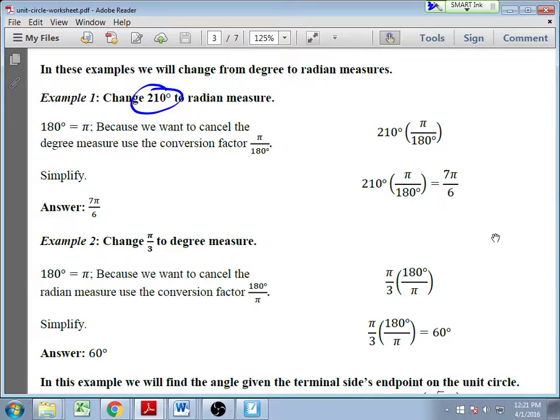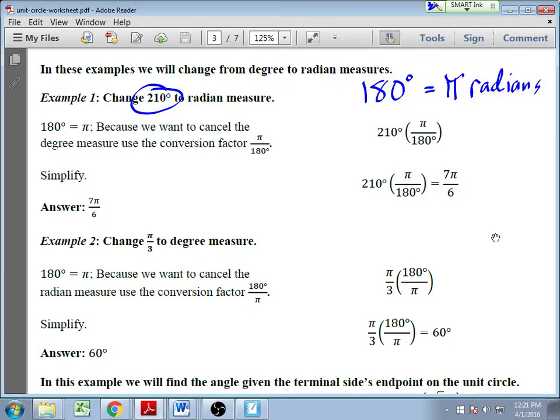Okay, so pi over 180 is basically a conversion factor. So you know that one pi radians equals 180 degrees. These are equal. The 2 terms in your conversion factor have to be equal. 180 degrees is half of the distance around the circle. Half of 2 pi is just pi.